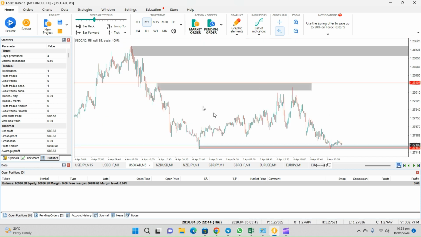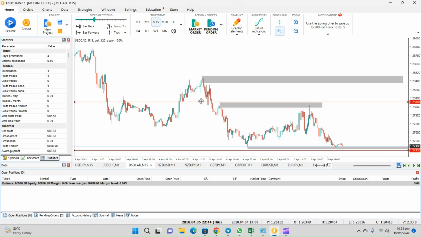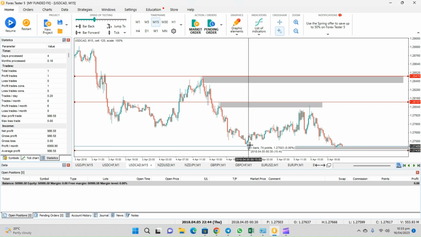For me, I'll be interested in buying right here because we have a nice drop base rally to the upside. Of course, we want the market to come to that level right there. I'll be waiting to buy from here because my main target is going to be there, but I can actually have two targets, this one and this one right here. My stop loss is going to be about 5 pips, and my target is going to be about 172 pips. So let's see how it's going to play out.